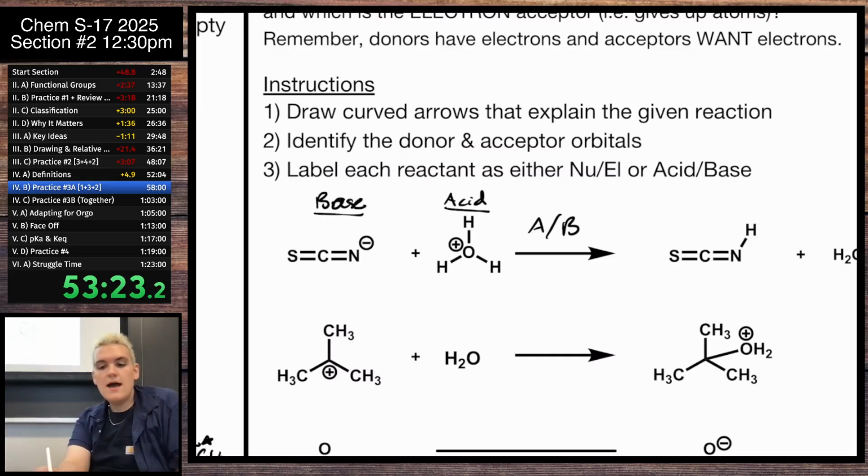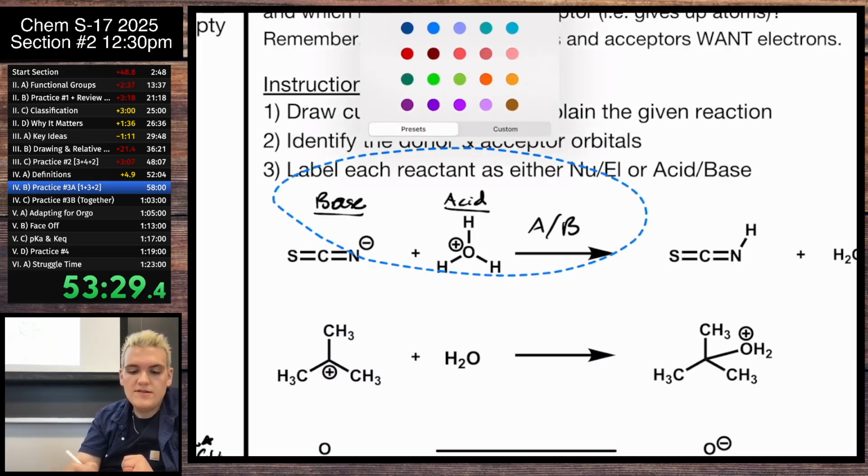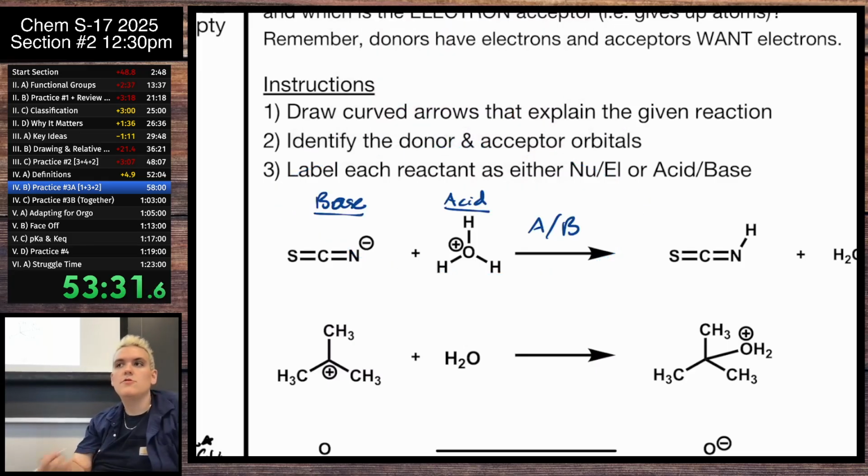Okay, so now let's think about what the actual good donor and acceptor orbitals are on these molecules. Let's start off with the base. What's a good donor orbital on the base? Yeah, the lone pair on the nitrogen. We also have lone pairs on sulfur, but the nitrogen is the one with the negative charge, so that one's probably going to be a better donor.